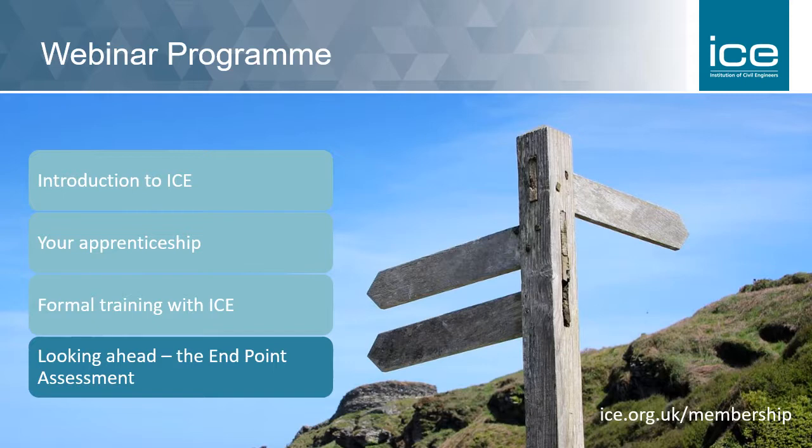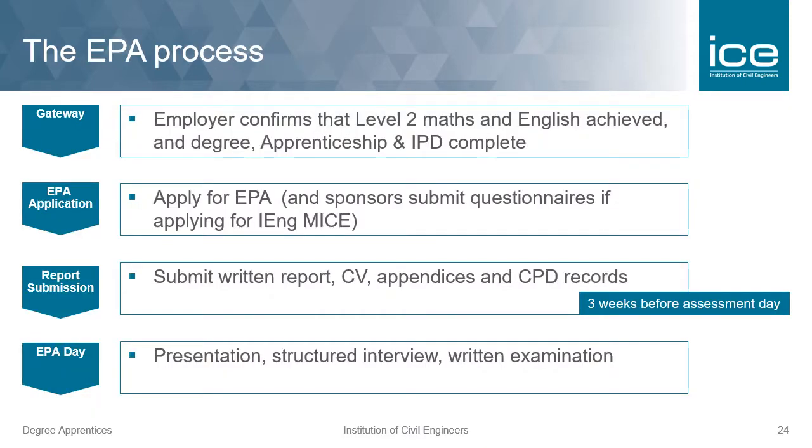So we've gone through an introduction to the ICE, we've talked about your apprenticeship, and we've talked about the formal training with ICE that you'll need to complete. We'll now look ahead at the endpoint assessment itself. I'm going to briefly explain the EPA process. We will have another webinar that goes into more detail about the EPA coming onto the website soon, and this will go through the submission documents and the assessment day in more detail. But for now I'm just going to briefly talk through the process and the timescales so that you have an idea of what you're aiming for at the end of your apprenticeship.